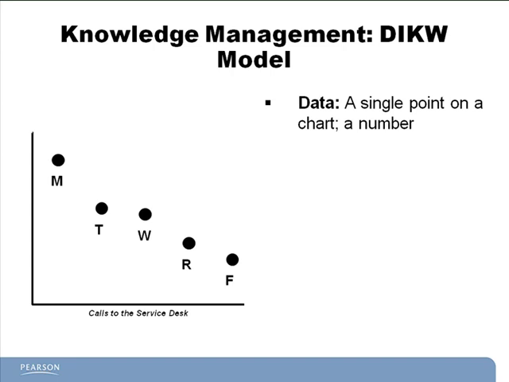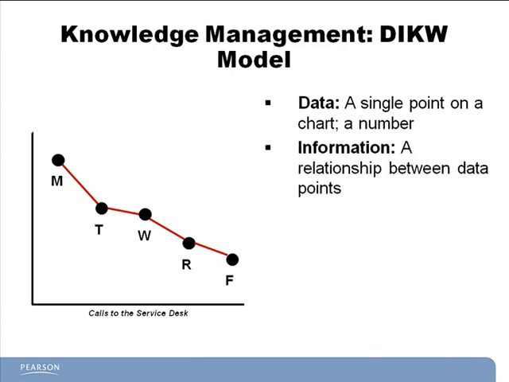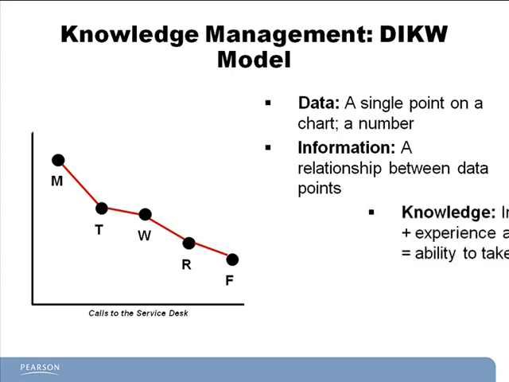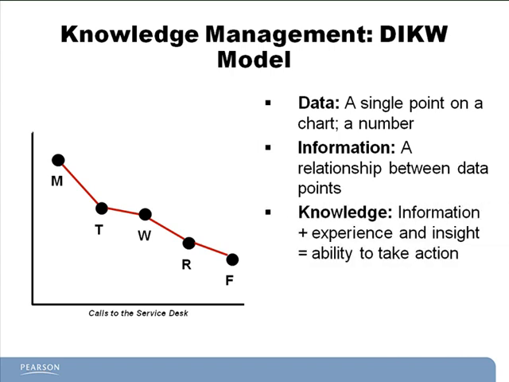And now things start to get interesting, because now you can see the relationship between these data points, and that's called information. Now that we have this trend, we can draw a conclusion that our call volume decreases over the week. So far, we've taken data and we've transformed it into information by drawing these relationships between data points. But in order to take action on these numbers, we need something more. We need knowledge.